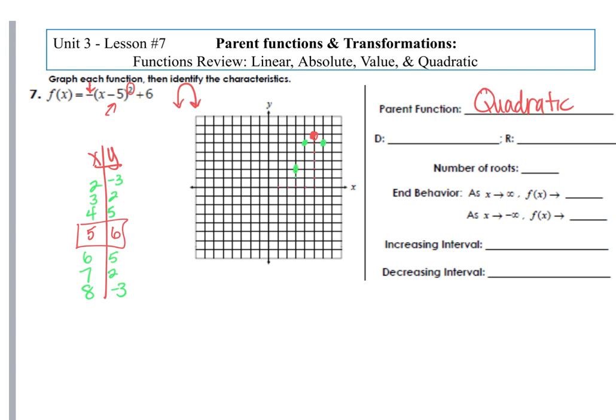I can't really see the x-axis very well. And then we're going down to negative 3 on either side of that. So 1, 2, 3. Okay, here we go. Connect the points as best you can.